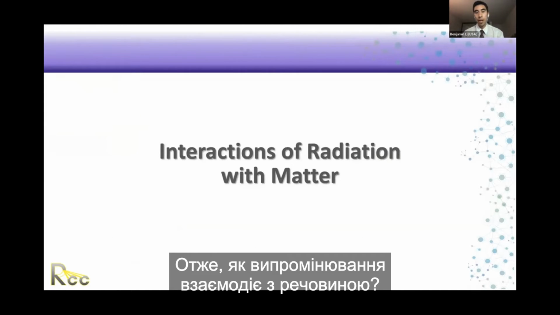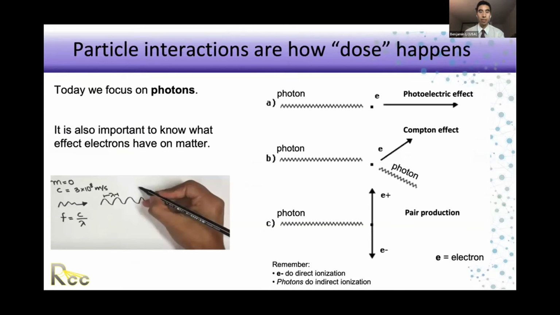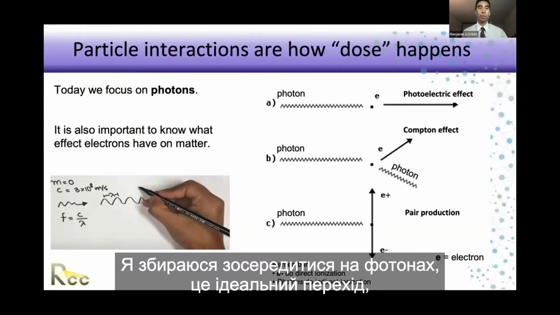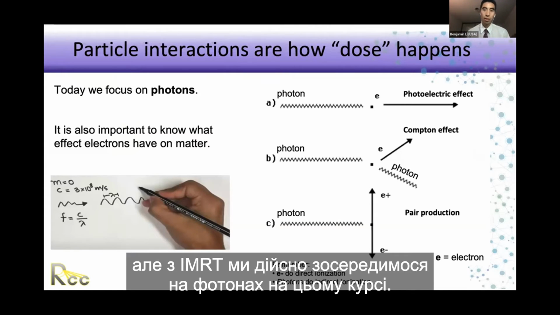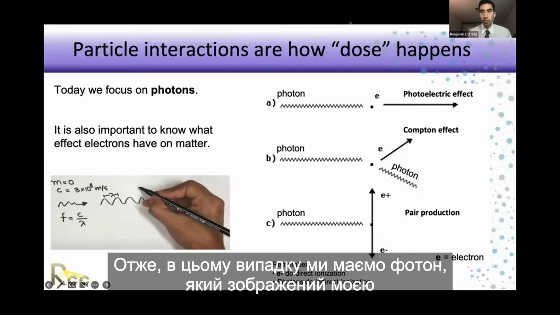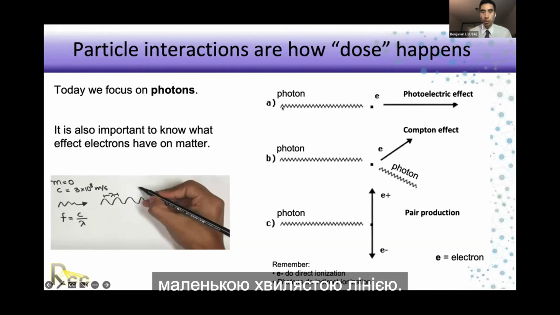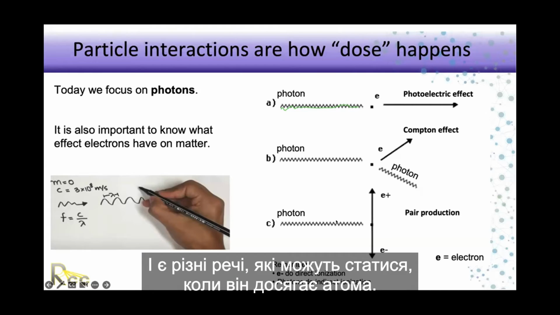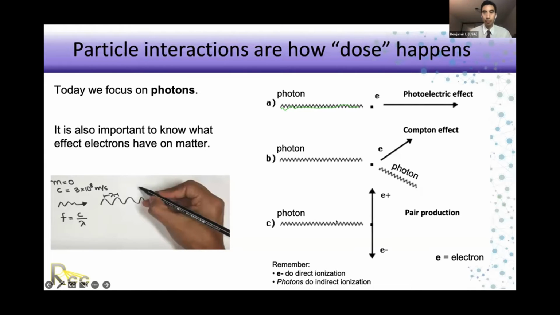So how does radiation interact with matter? I'm going to focus on photons, because it was a perfect segue, but with IMRT we're going to be really focusing on photons for this course. It's important to know how photons can interact with matter. In this case, we have a photon, which is represented by my little squiggly line. And there are different things that can happen when it reaches an atom.